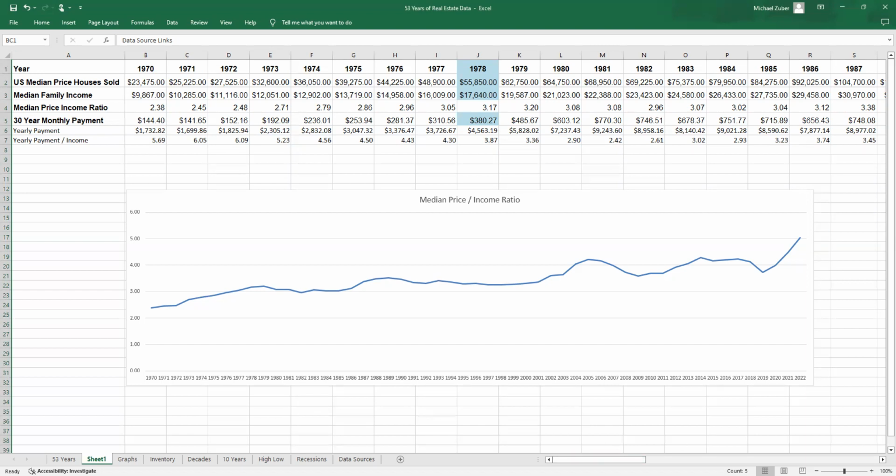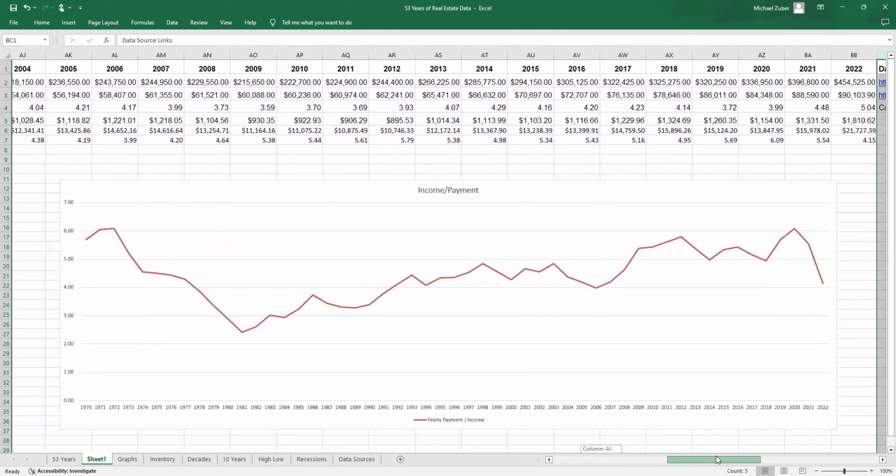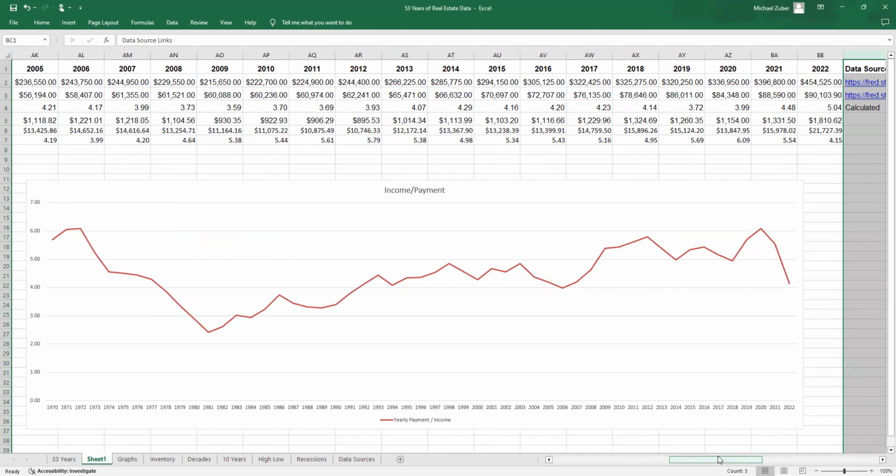So instead, I purport that you should do a similar graph and take income and your payment. So again, in this case, we would take row 3, which is household income. We would then calculate a monthly payment, which we then calculate into a yearly payment by multiplying by 12. And now we see that this chart is very different. Just to orient yourself, the lower the number, in this case, the least affordable the market is.